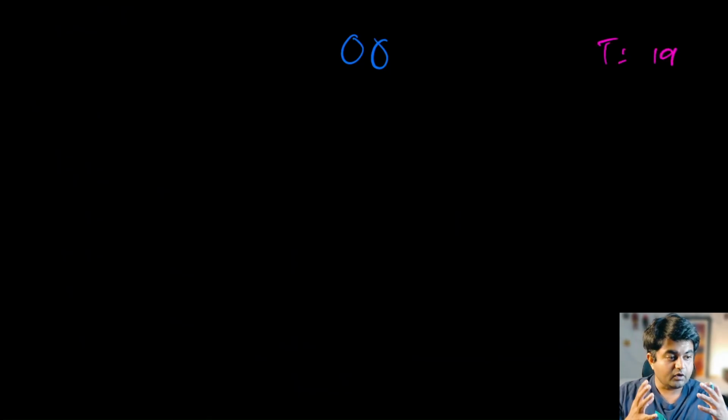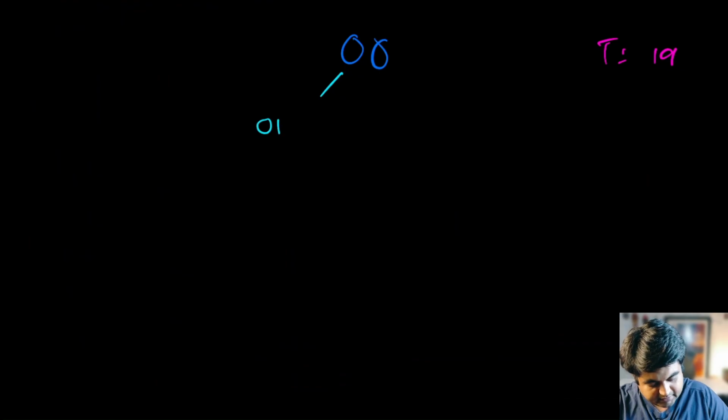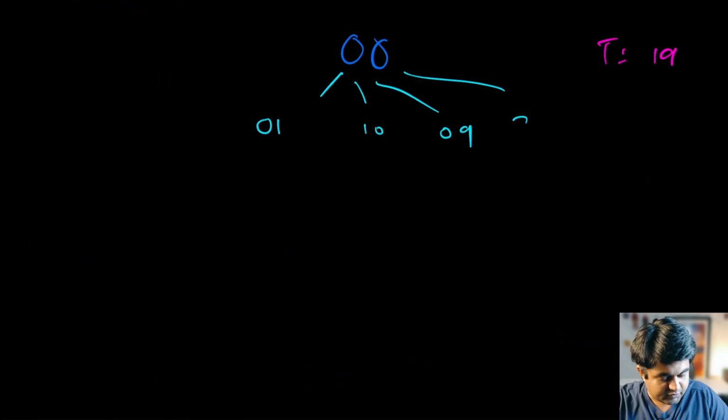Now let's try to explore a two lock system where we are starting from 0, 0, and let's say for simplicity our target value is 19. So what we are going to do is that we have four different possibilities at this position. First position is going to be 0, 1. Next position is going to be 1, 0. Next position is going to be 0, 9. And next position is going to be 9, 0.